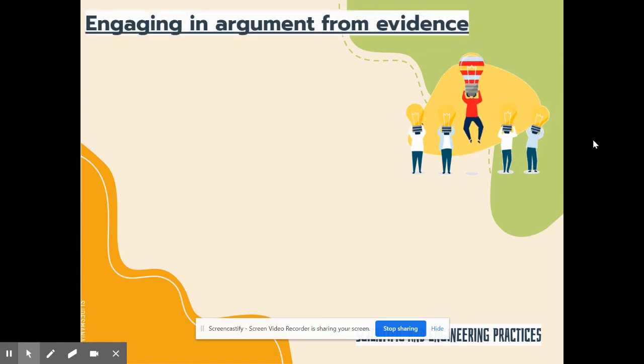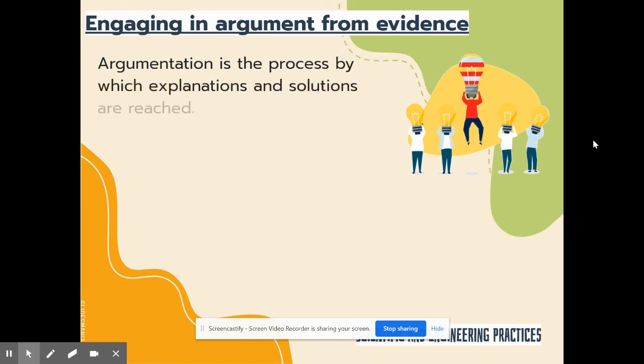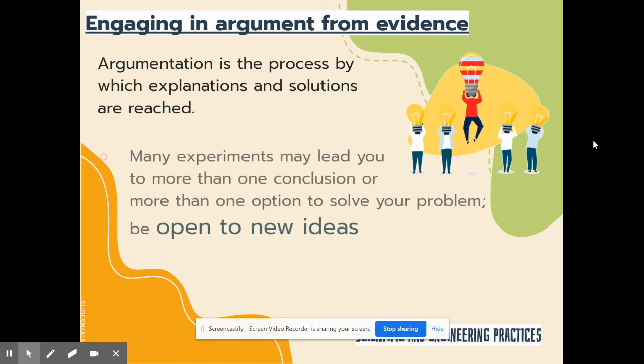So once we have analyzed our data, then you need to engage in argument from evidence. So argumentation is the process by which explanations and solutions are reached. Many experiments may lead you to more than one conclusion or more than one option to solve your problem. So it's important that when we're conducting experiments in this class, we're open to new ideas.